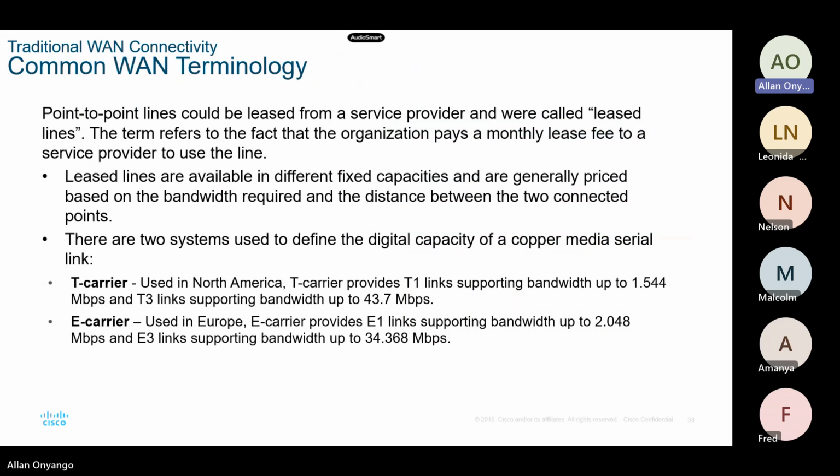Okay. Now, talking about the dedicated leased lines, the leased lines were always available in different capacities, but the pricing was at another level, okay?